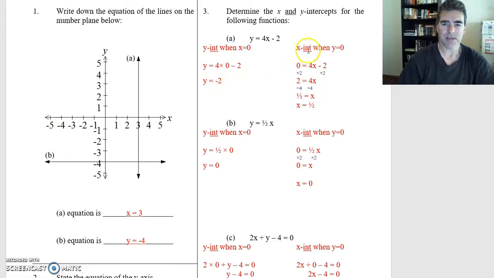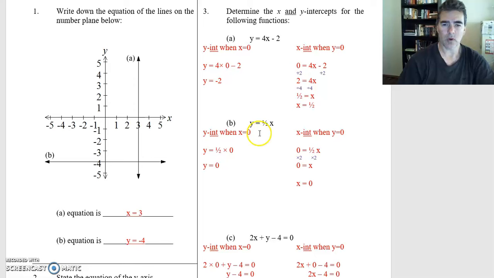For our x-intercept, we substitute in y equals 0. So put in 0 for y equals 4x minus 2. Now we've got an equation, so add 2 to both sides. So I get 2 equals 4x. Divide both sides by 4, and 2 divided by 4 is a half. So my x-intercept is a half.